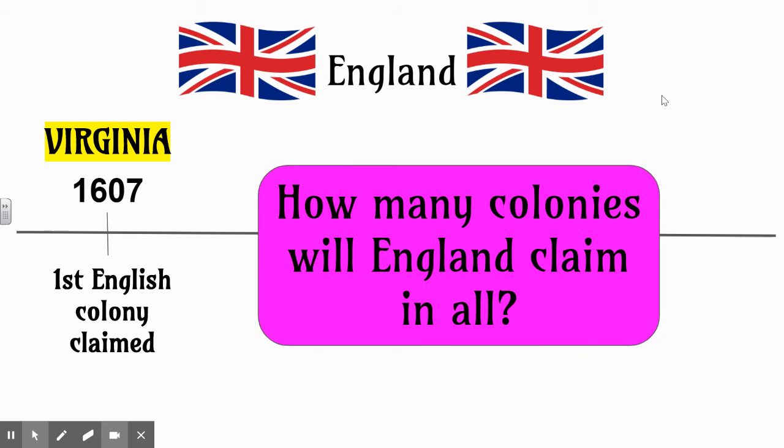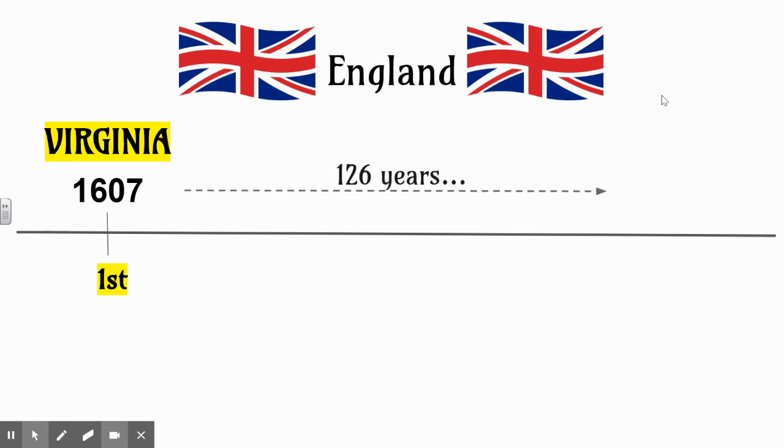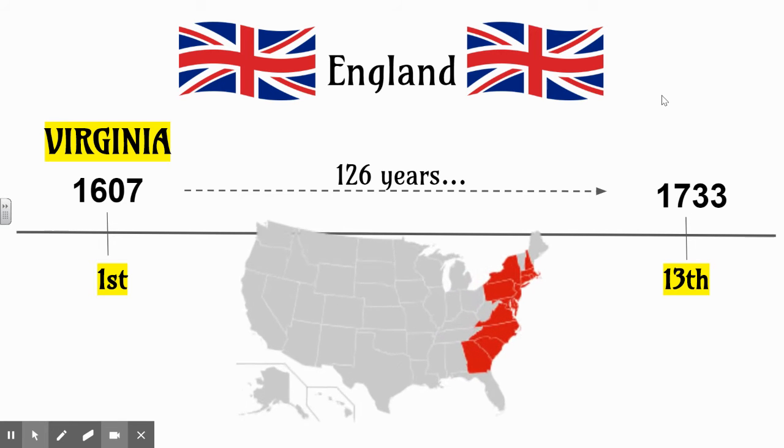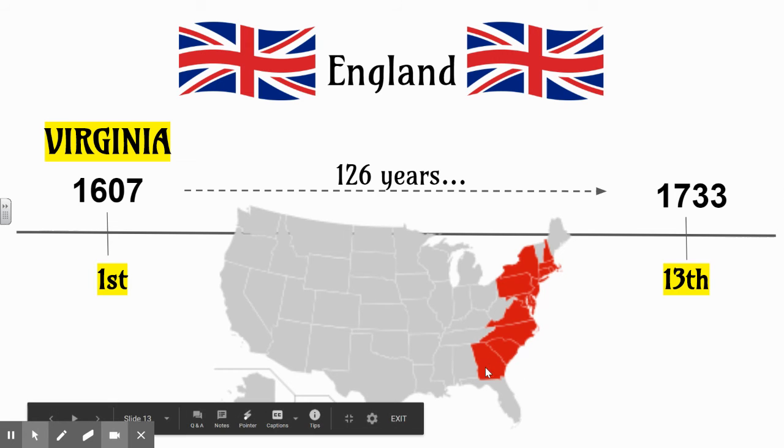And in all, we should know this already, England will claim a total of, think it to yourself, 13 colonies. And it will take 126 years for England to do this. It will not be until 1733 that England claims its 13th and final colony. And you can see here all the land in total that that entails. Now, the first was Virginia. The 13th, that was the very, very southern one right down here, Georgia.